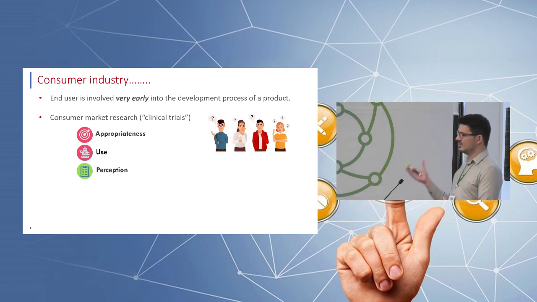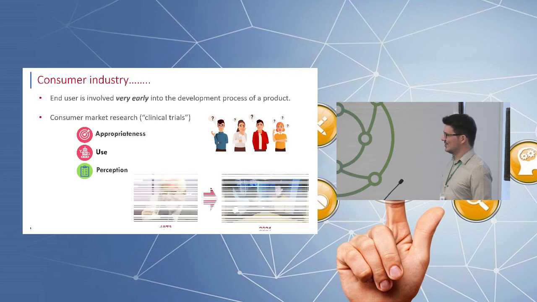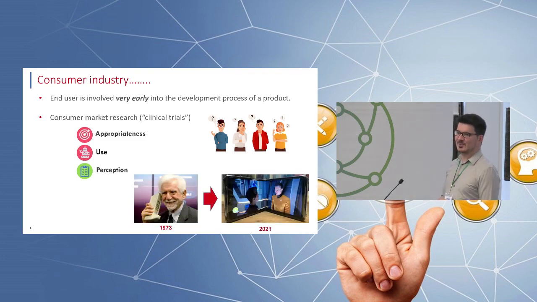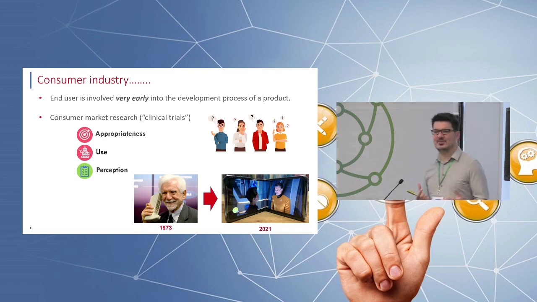So by getting this information, they can then tailor the technology in order to meet the needs of that patient population, not patient population in this case, the consumer population. And the mobile phone is a good example. I mean, if we look at 1973, that was a mobile phone, and nowadays a mobile phone is a small TV that you can do everything with, and even older patients can use it. So it's a good example of how to implement a patient-centric approach into the development.